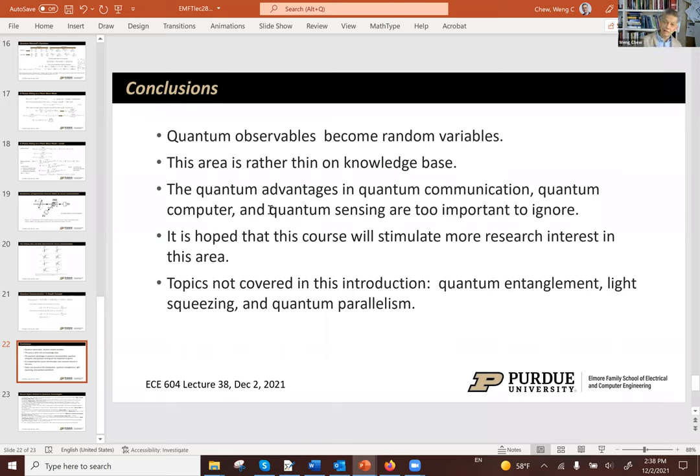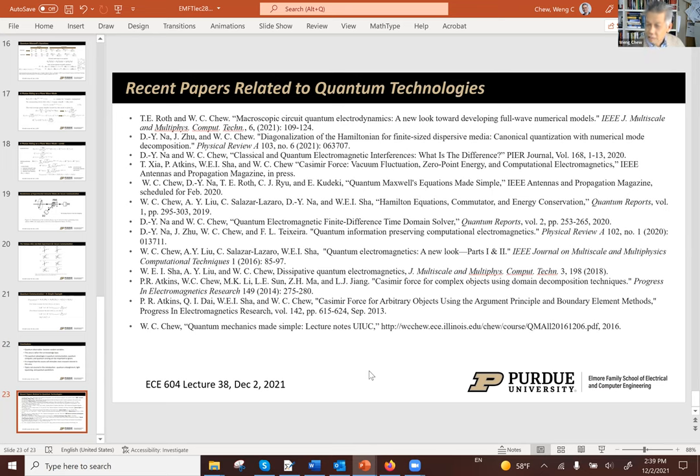We never talked about entangled photon states or entangled quantum states. And entangled quantum states are highly correlated, okay, even when the two photons have traveled miles apart, you can actually still sense the entanglement, which is something that nobody could understand, okay? And I hope that this course will stimulate more research in this area. And topics that I don't have time to cover in the introduction are quantum entanglement, light squeezing, and quantum parallelism. Okay, and these are the papers that we have written.